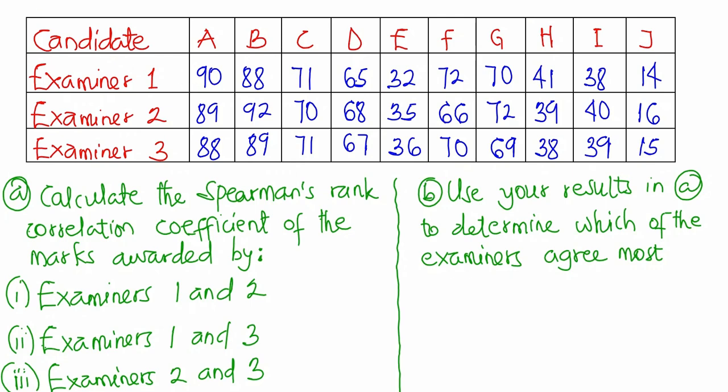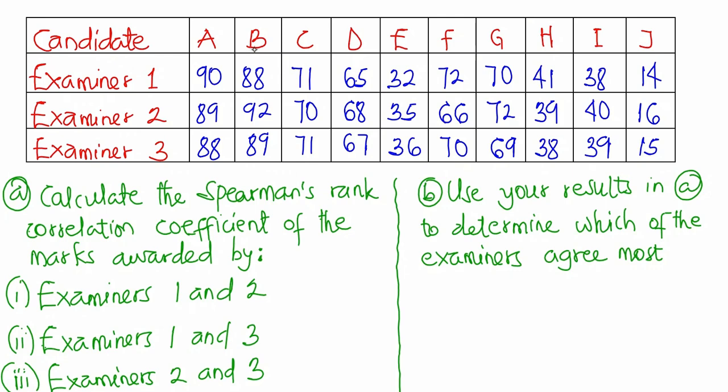And today's lesson, we'll be looking at how to calculate the Spearman's rank correlation coefficient for 3 data sets. And this is a clear example. So in the question, we can see a table, and the table consists of candidates which start from A and end as J. Now, these candidates were examined by 3 examiners, and candidate A obtained 90 marks from examiner 1.